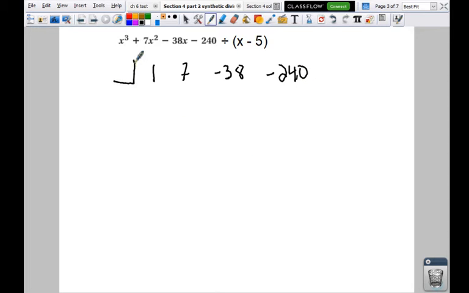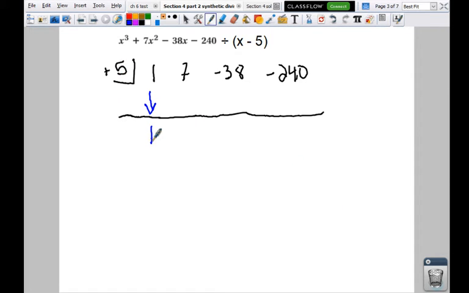Then I'm going to put a little box out here. And inside the box, I've got x minus 5. I'm going to take the minus 5, flip it to be a positive 5, and put it in the box. And then I'm going to put a big line underneath it. And we're going to follow the same steps we did before. The very first time I do it, I always just drop down whatever my first number is to get a 1. And then the steps repeat.